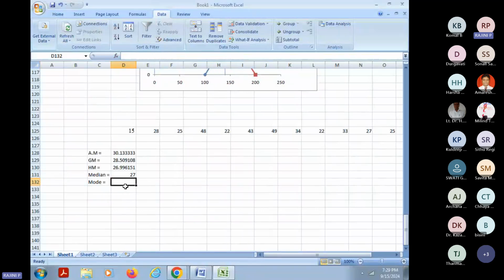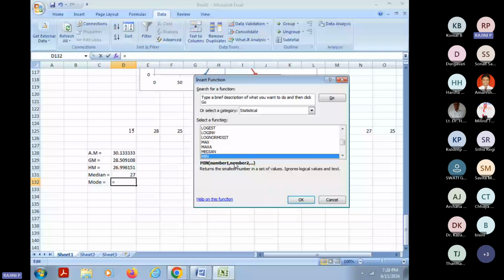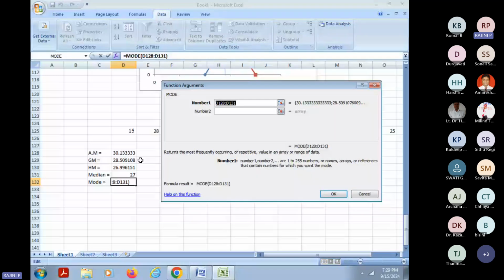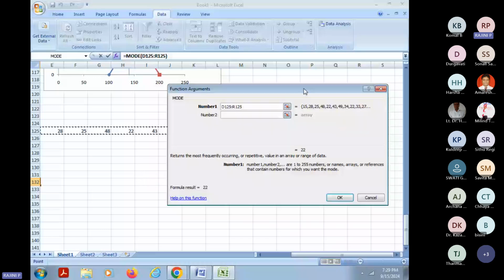And then go for the mode. How can we go for the mode? Just again go to the function and mode, M. Yeah, mode. Then select all the numbers we have here, then OK. You'll be getting the mode. Okay, this is the way to do it.